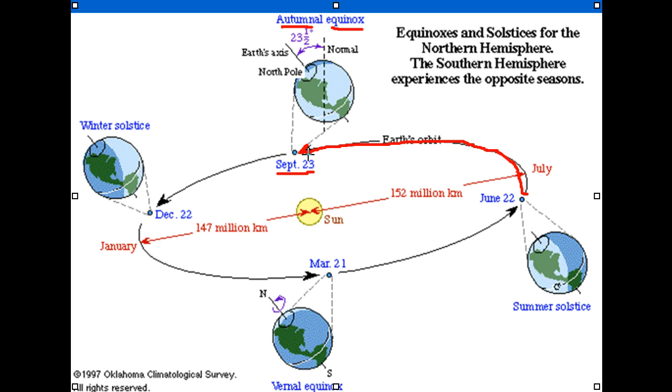Now, because of this, we get less and less direct rays. So take a look at this diagram here. This is as direct a rays as we're going to get right here. Now what you have is the Earth at a right angle to the sun. So the Earth's axis is at a right angle to the sun. So we're getting less and less direct rays as the Earth cruises in its orbit.